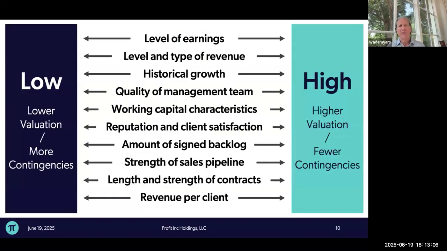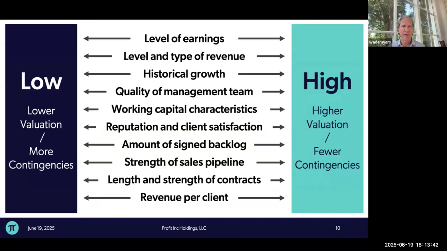All right. And then in terms of the kind of things that will affect overall valuation, on the left side, we have a lower valuation and more contingencies. On the right, higher valuation and fewer contingencies. So a company in general with a higher level of earnings. So in other words, if you have 15% EBITDA versus 5% EBITDA, in general, you're going to fetch a higher valuation. You're a higher quality business. And in general, that business is deemed to be safer and there's going to be fewer contingencies. It's like, hey, you're outperforming, you have for years, fabulous. That's going to drive a higher valuation.